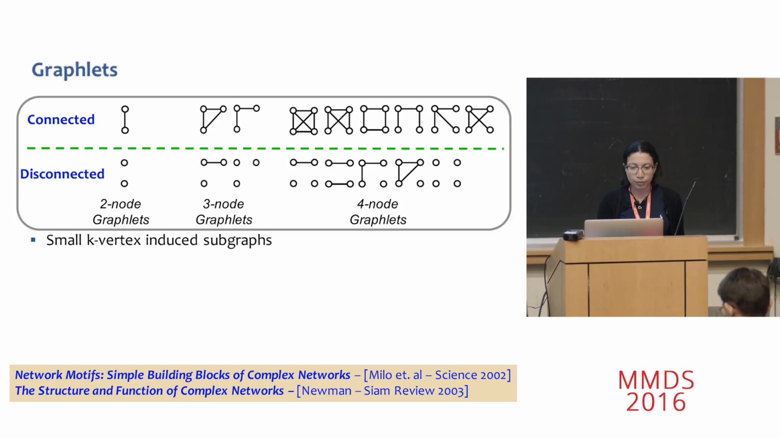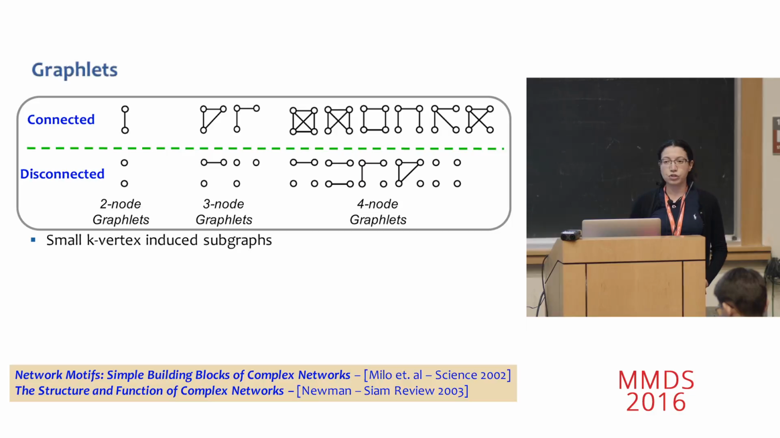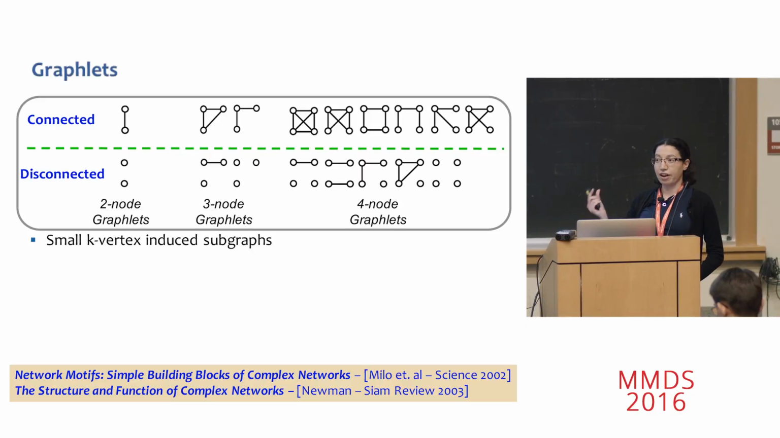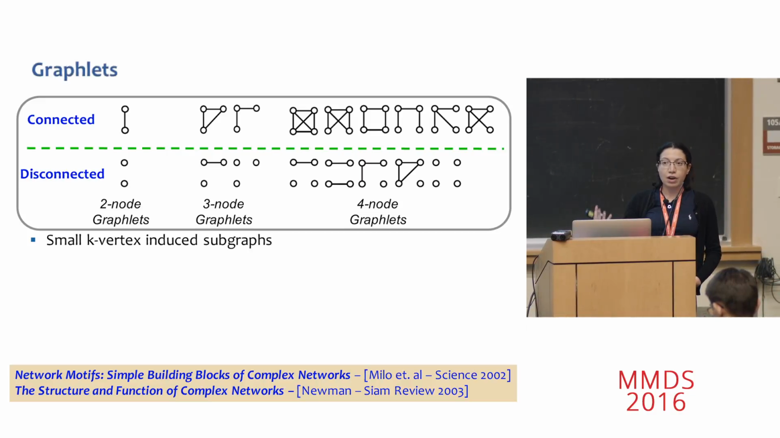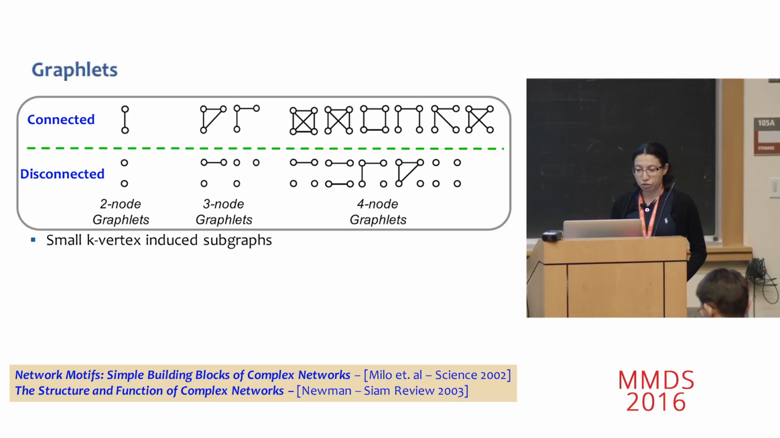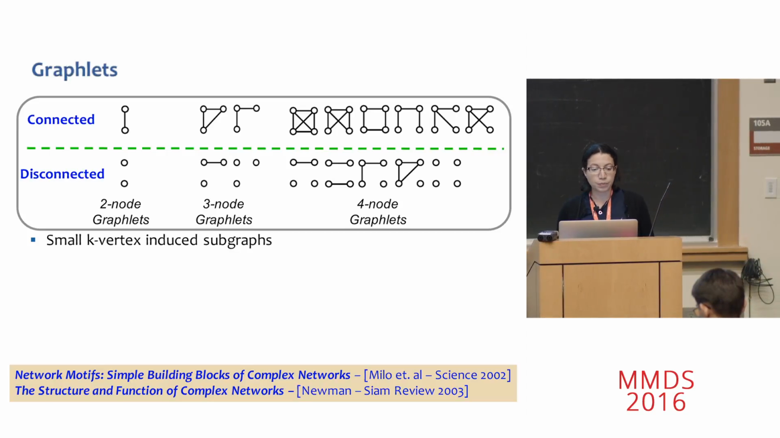So what are graphlets? Graphlets are small k-vertex induced subgraphs. What we care about here are those smaller subgraph patterns that exist in the graph. If you have a very large graph, how can you find those small subgraph patterns in order to understand your network and your data better?